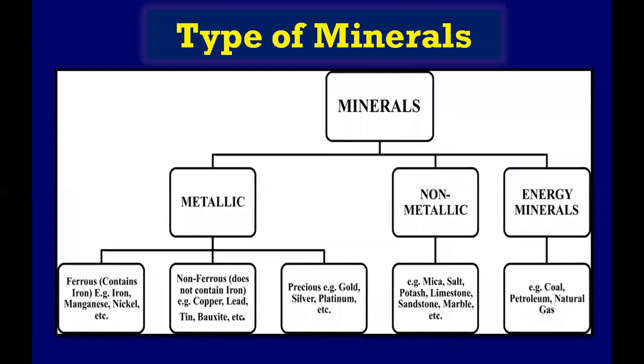So here we have the types of minerals. Minerals are divided into three types: metallic, non-metallic and energy minerals. Again, metallic is divided into three: ferrous, non-ferrous, precious. Ferrous contains iron. Examples: iron, manganese, nickel. Non-ferrous does not contain iron. Examples: copper, lead, tin, bauxite. And the precious metals are gold and silver.